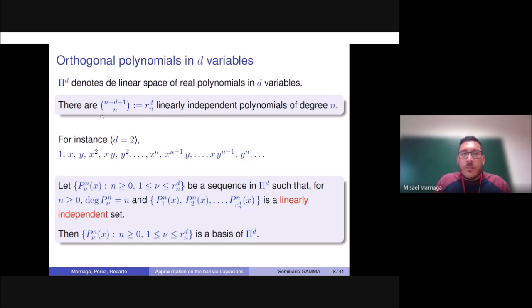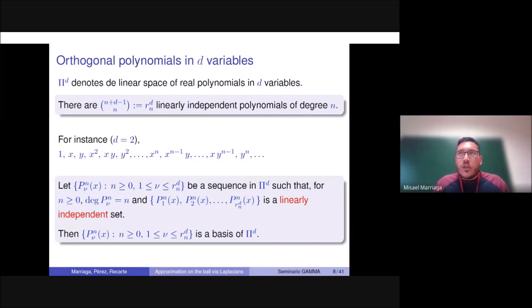And in particular, this is the amount of linearly independent polynomials of degree n that you have in D variables. Just as an example, we can take the number of variables equal to 2. And here I have listed the monomials in two variables. I have ordered them in a certain way.